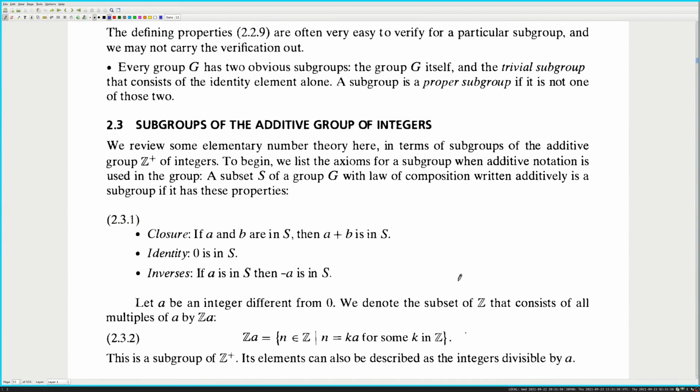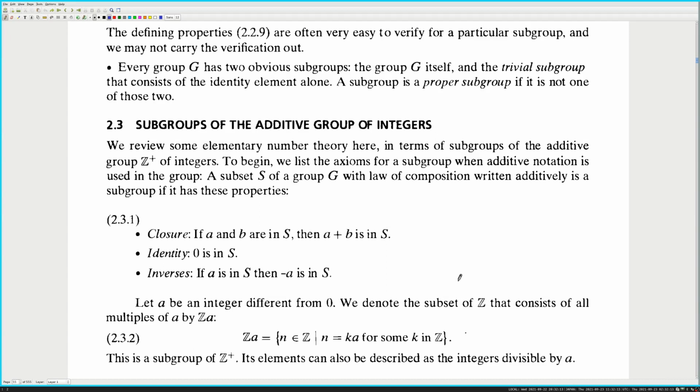To begin, we list the axioms for a subgroup when additive notation is used in the group. A subset S of a group G with a law of composition written additively is a subgroup if it has these properties. Closure: if A and B are in S, then A plus B is in S. Zero is in S, which is the identity. Inverses: if A is in S, then minus A is in S.